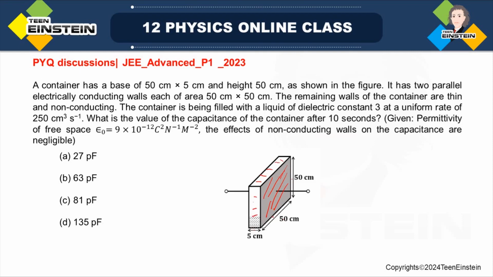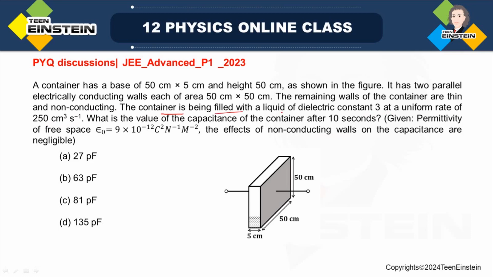You can see these two. Another two will be the bottom one, and one at the right side. So there are 4 remaining walls, and the remaining walls of the container are thin and non-conducting. The container is being filled with a liquid of dielectric constant K at a uniform rate of 250 cm3 per second. So here is the point you have to note.